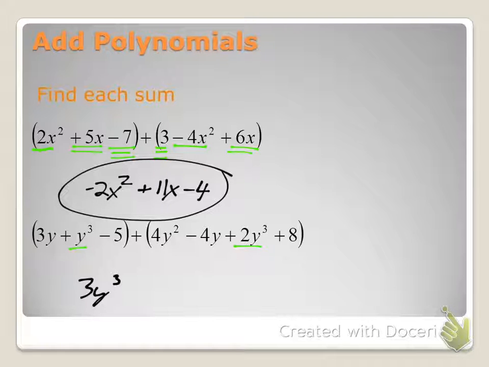I find my squared terms this time, right there. Is anything else added to it? Nope, so it's 4y squared. Alright, now I found my y's. There's 3y and negative 4y. So remember you're adding here. Remember the operation. You're adding in the middle. See that? So you're doing 3y plus a negative 4y.